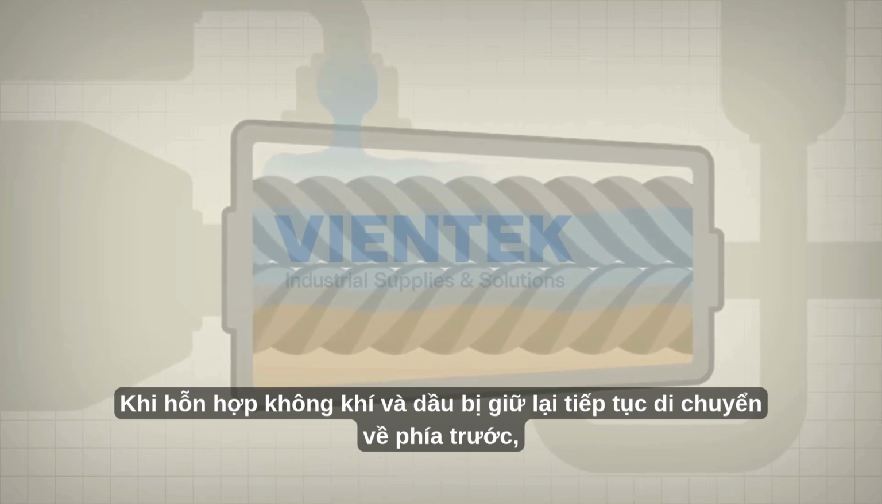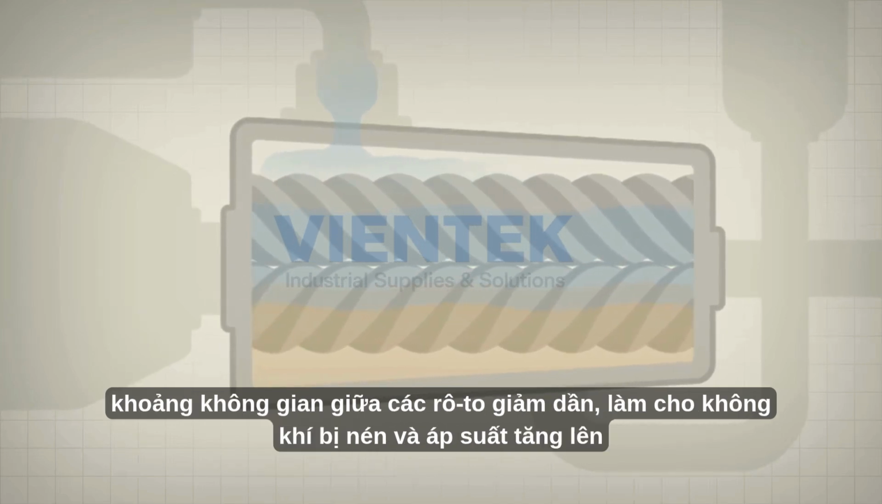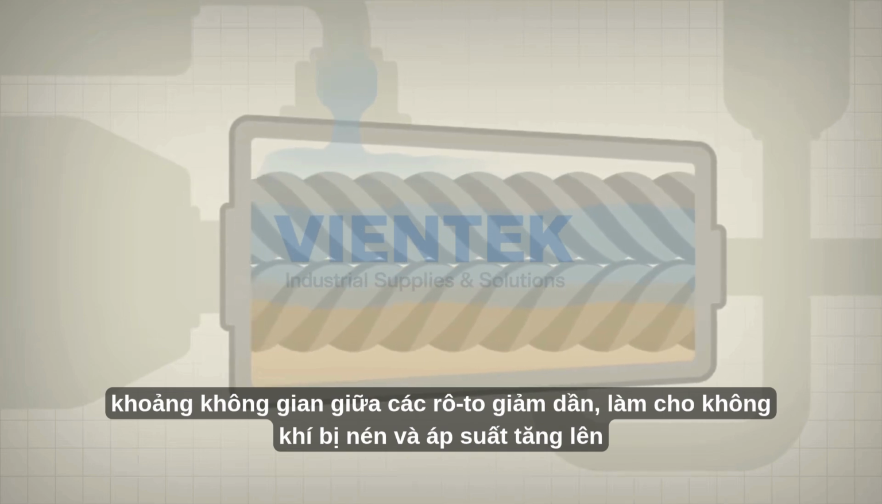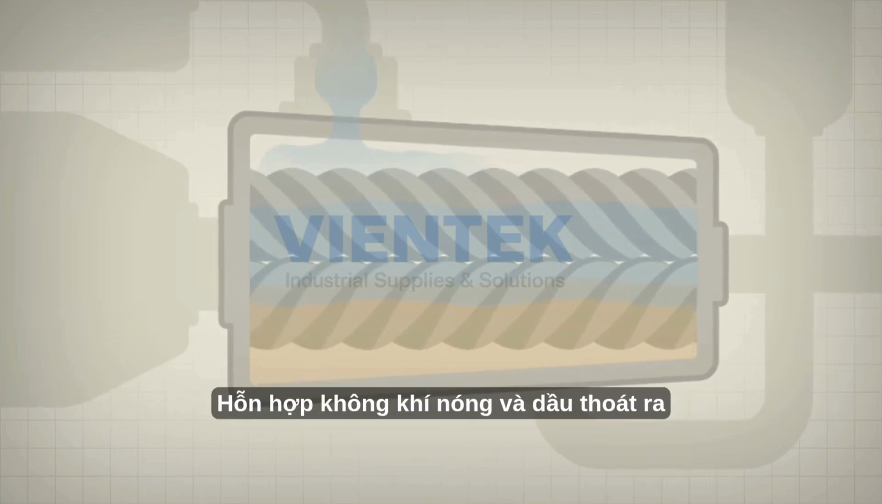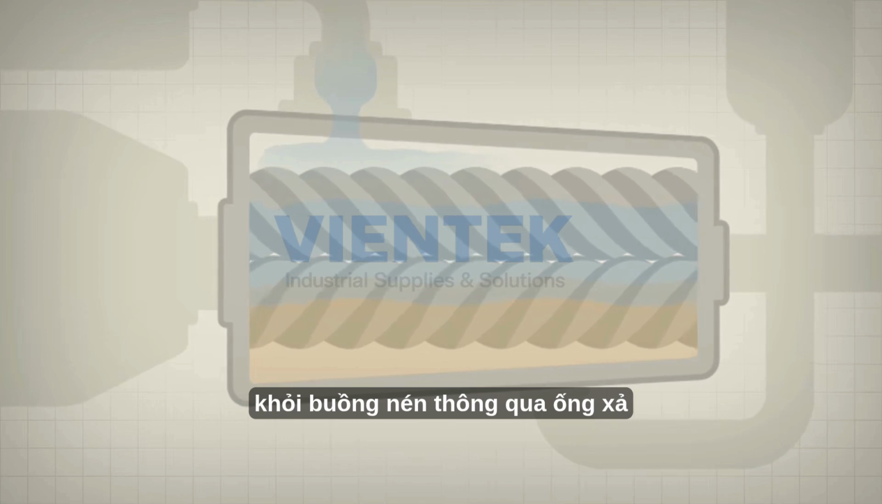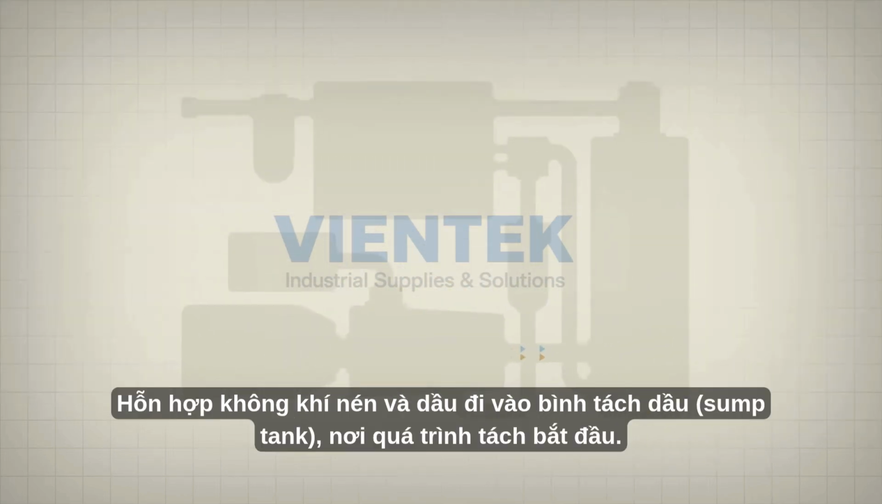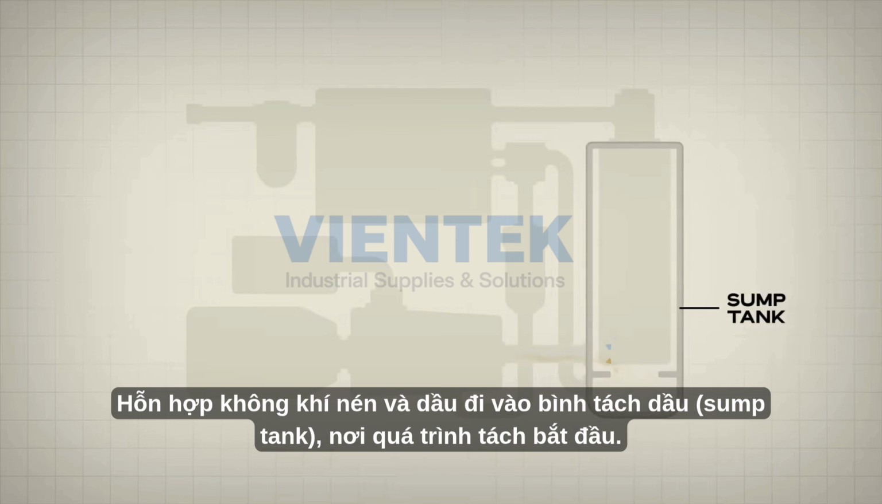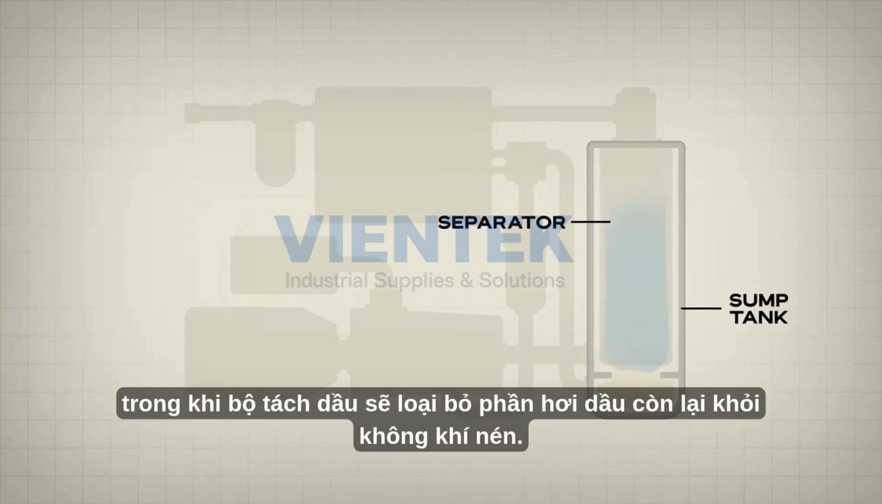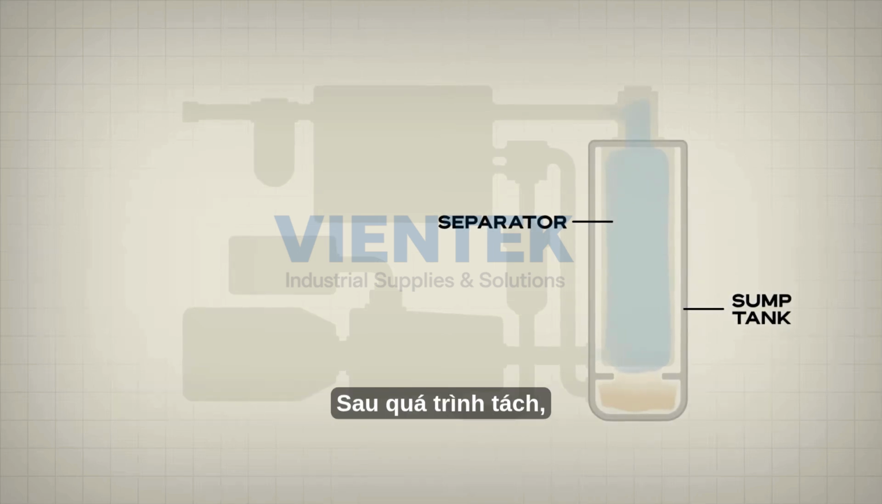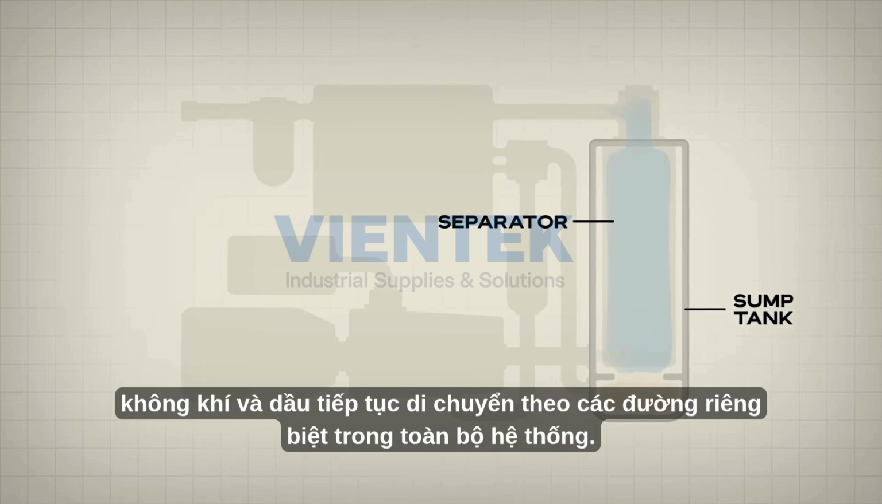As the trapped air and oil mixture moves forward, the space between the rotors decreases, compressing the air and increasing pressure. The hot air and oil mixture exit the chamber through the discharge tube. The compressed air and oil mixture enters the sump tank, where separation begins. Most of the oil settles to the bottom, while the separator removes the remaining oil vapor from the compressed air. After separation, the air and oil continue along separate paths through the system.